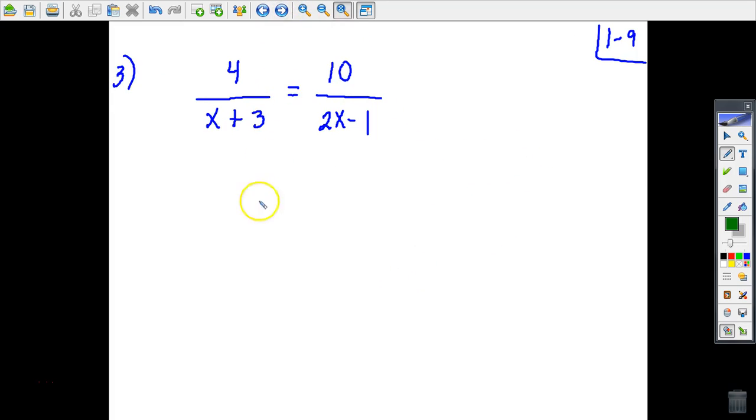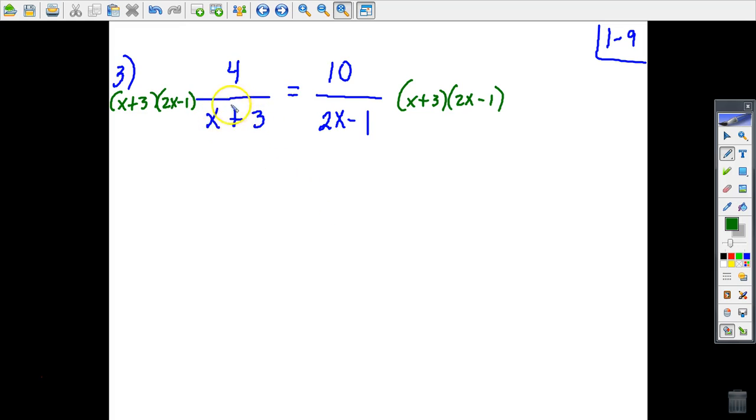Alright, let's move right along. Looking at the denominators, neither of these can be factored. So my LCD is x plus 3 times 2x minus 1.